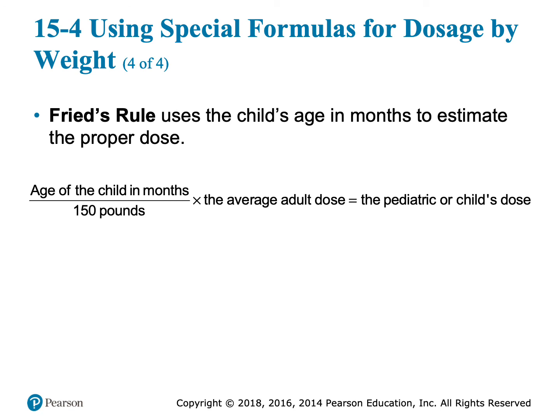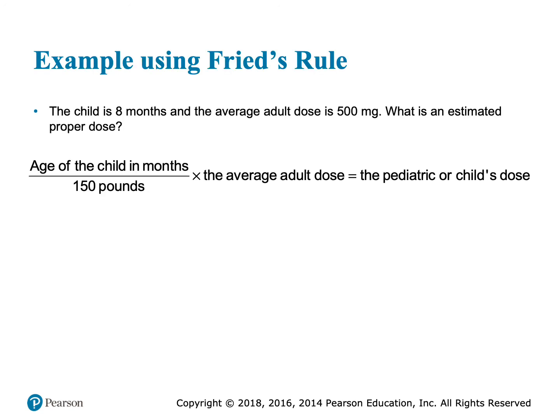And then lastly, Fried's rule uses the child's age in months to estimate the proper dose. And so the formula for that looks like age of the child in months over 150 pounds times the average adult dose is going to give us the pediatric or child dose. Okay, let's look at one more example using Fried's rule. So remember, the formula for Fried's rule is age of the child in months over 150 pounds times the average adult dose. So go ahead and work this out and then come back and we'll work it out together.